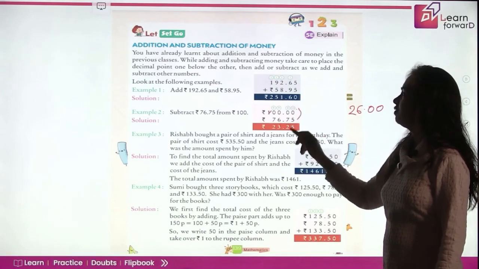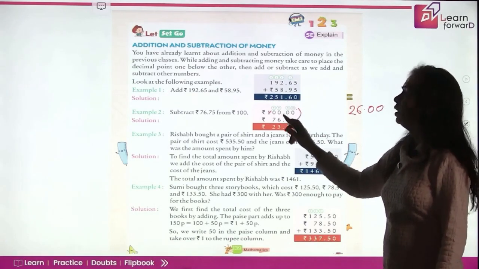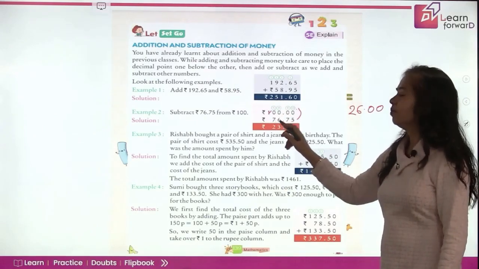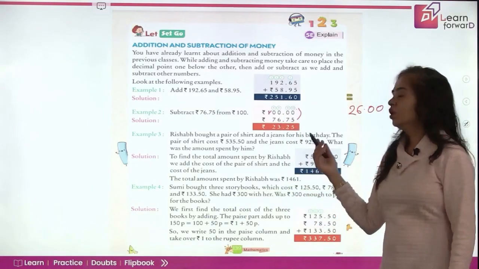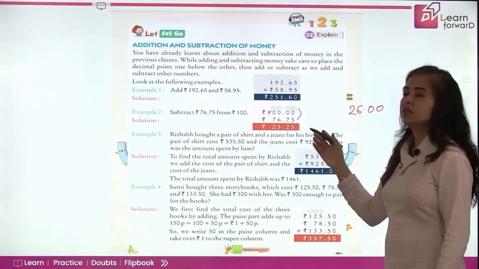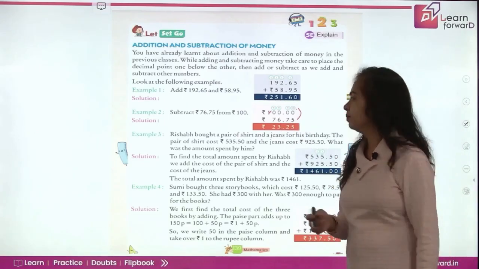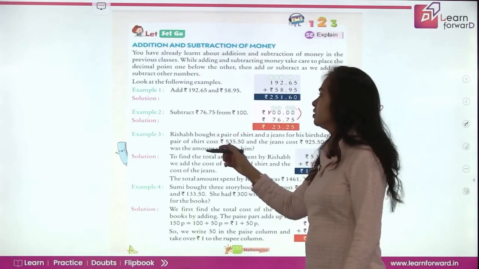10 minus 5 is 5. 9 minus 7 is 2. 9 minus 6 is 3. And 9 minus 7 is 2. So your difference here is rupees 23.25. So simple. Let's move now. We'll be reading some word problem.